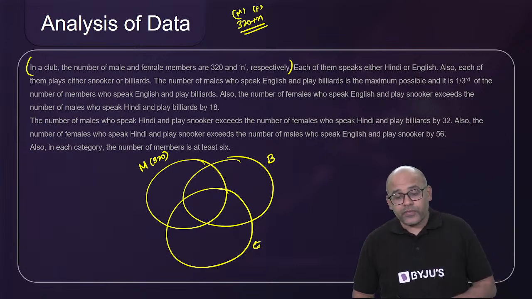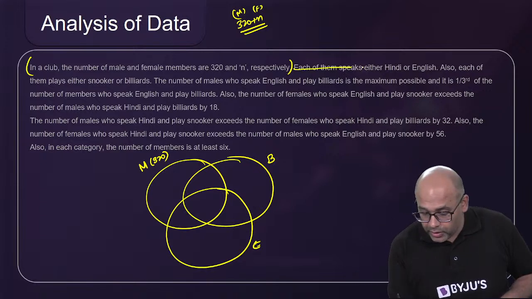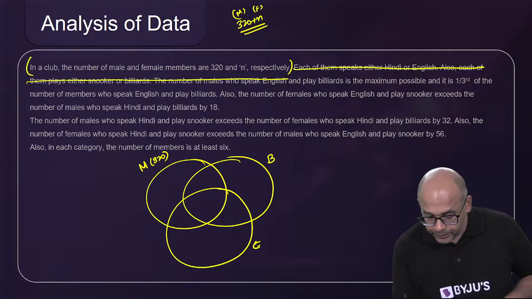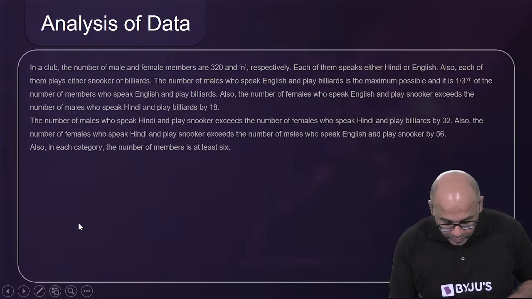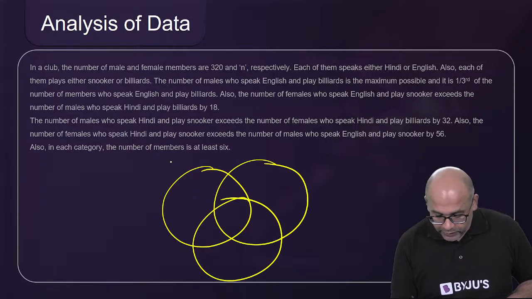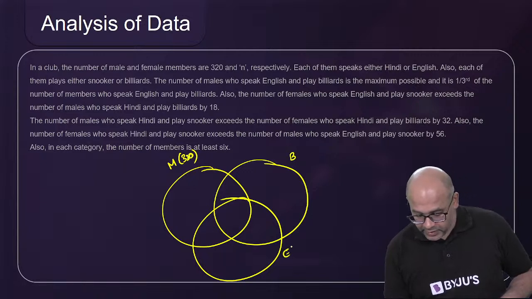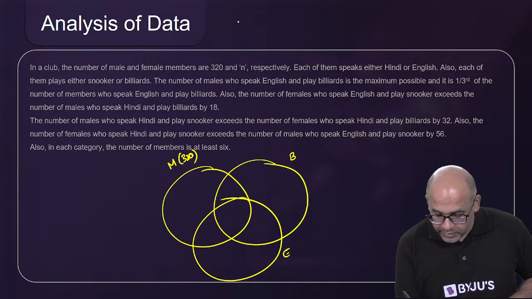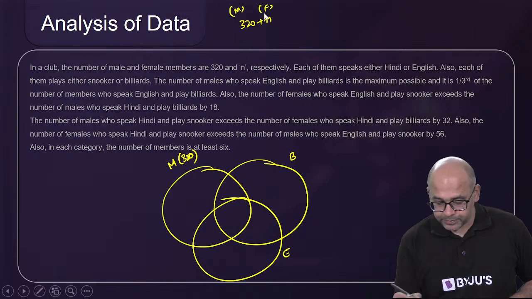Next. Each of them speaks either Hindi or English. Also each of them plays either snooker or billiard. Very good, so this part is taken care of. I have written this part. Let me just delete. Okay, I think I made an error. My bad. I was supposed to delete only one part, and I ended up deleting everything. Let me quickly draw this. This is male, this is billiard, and this is English. So in a club, 320 plus n, male and female.